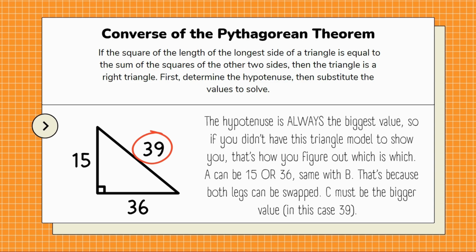So the hypotenuse is always the biggest value. The hypotenuse right now is 39. And it's always the biggest value. So if you didn't have this triangle model to show you that 39 was the hypotenuse, that's how you figure out which is which. a can be 15 or 36. Same with b. That's because both legs can be swapped. c must be the bigger value, in this case 39. So 39 has to be c. And if we didn't have the triangle, that's how you know that that's the hypotenuse.